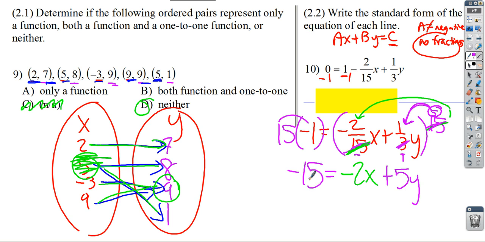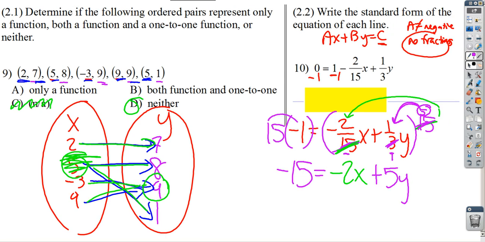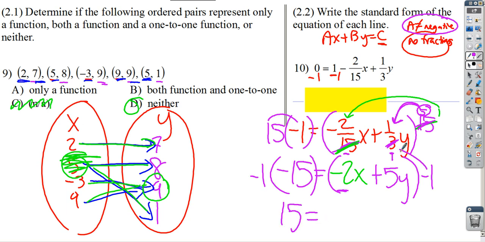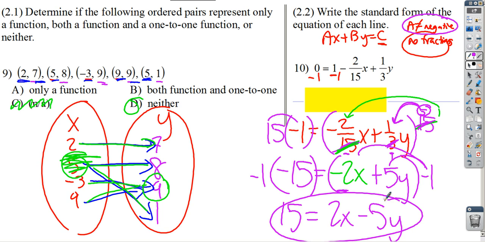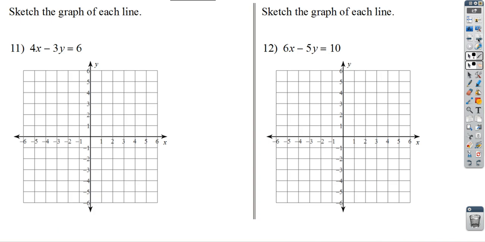It's almost in standard form. The only problem is this right here. A can't be negative, and right now this number is a, it is negative. Easy way to solve that is just multiply everything times negative 1. So negative 1 times negative 15 is 15. Negative 1 times that is 2x. Negative 1 times that is negative 5y, and now that's in standard form. And that's what it is. They just wrote it with the 15 on the right instead of the left.